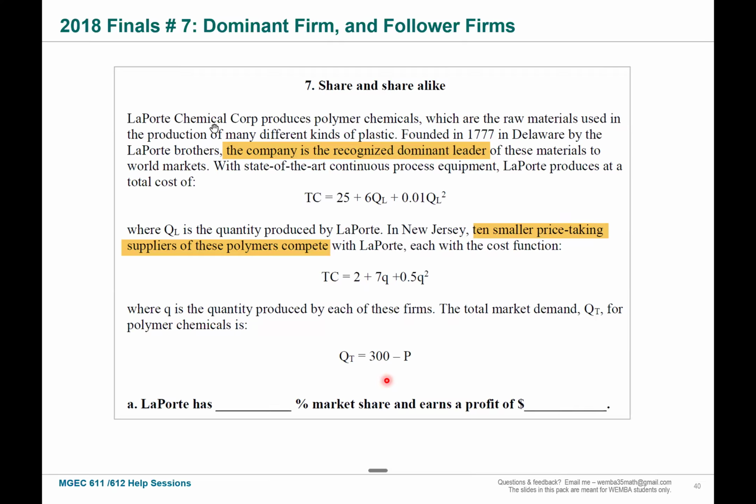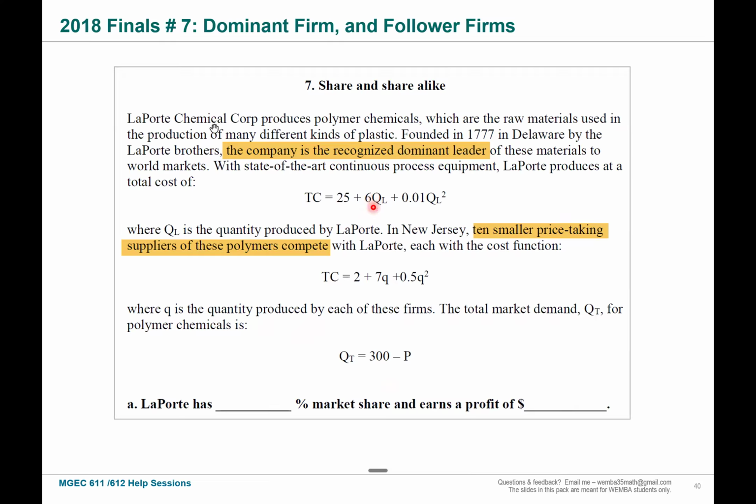With state-of-the-art continuous process equipment, Laporte produces at a total cost of this, where QL is the quantity produced. In New Jersey, 10 smaller price-taking suppliers of these polymers compete with Laporte, each with the cost function this, where Q is the quantity produced by each of these firms. The total market demand for polymers is this. So the total market demand is given. The cost function for these fringe firms is given, and there are 10 such firms. And then the cost function of Laporte, the leader, is given.